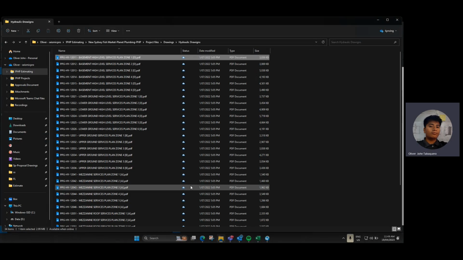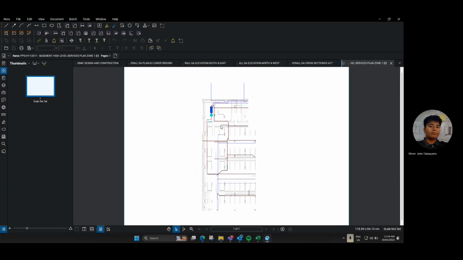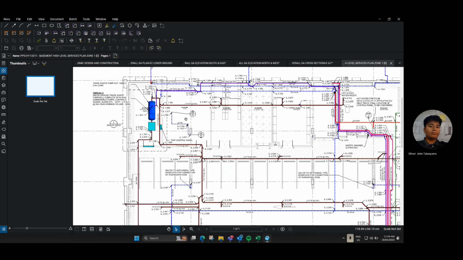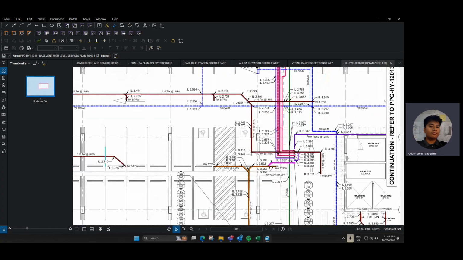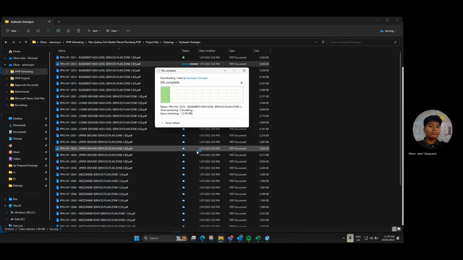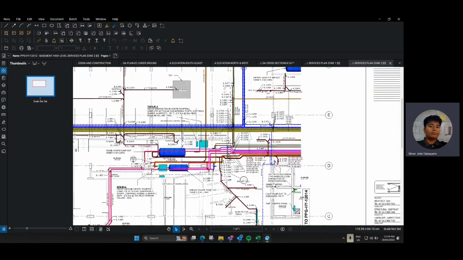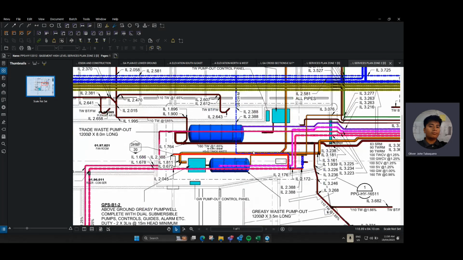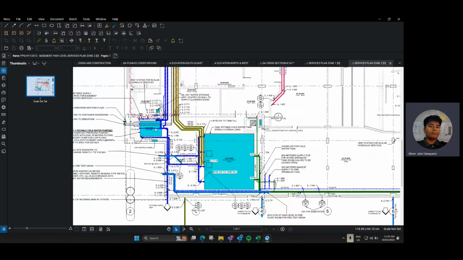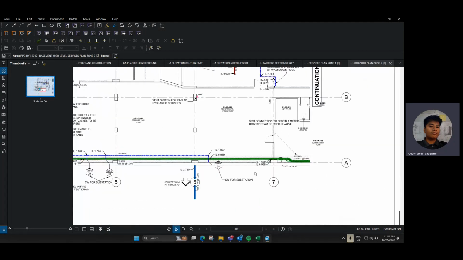Okay, hydraulic designs. Let's review this first. You can see it's mainly pipes. Here you have a bundle of pipes. You have tanks. You have horizontal tanks here. You have big pipes.